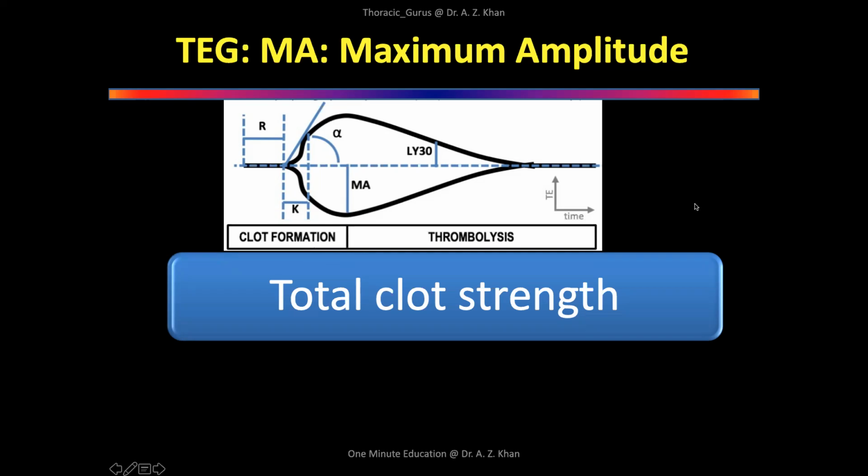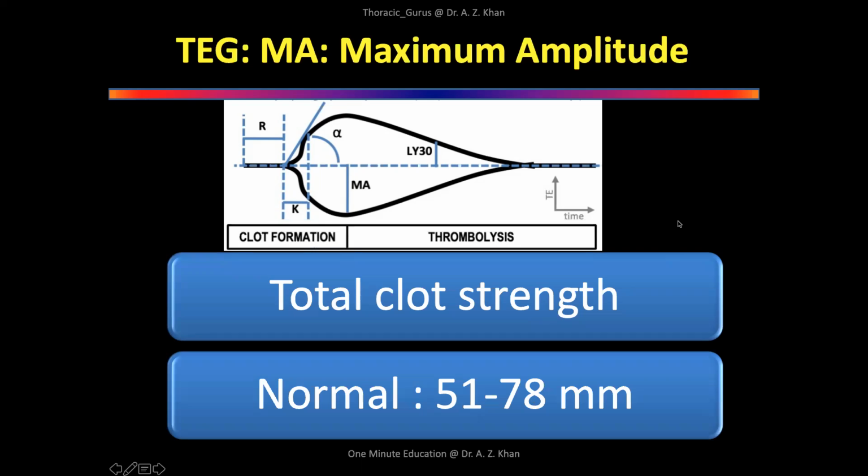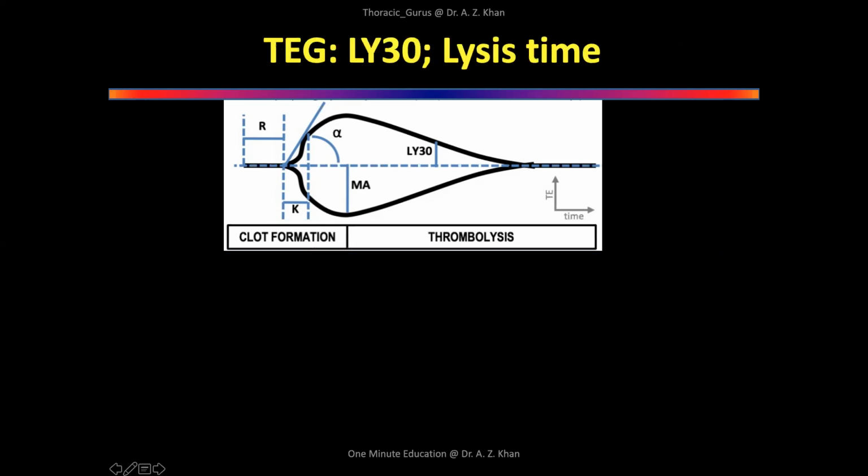What is normal MA? 55 to 75 mm. Yeah, good. 51 to 78 mm is normal MA. Well done. What is LY30?